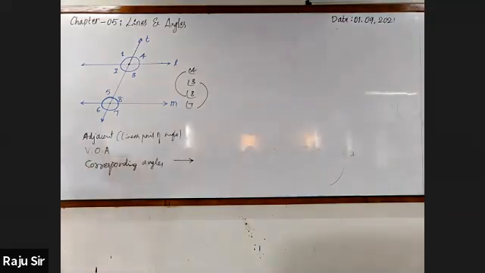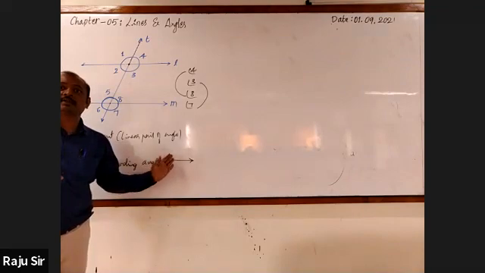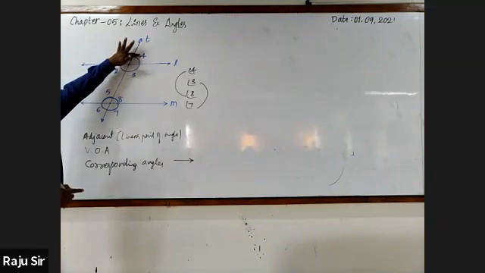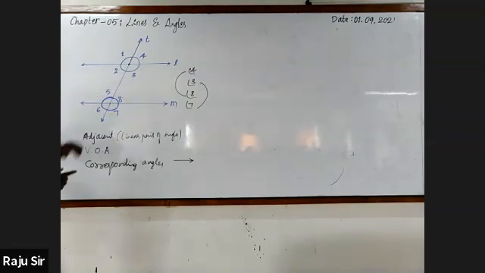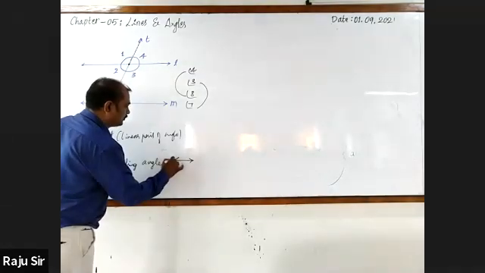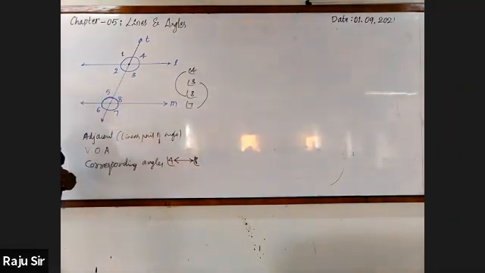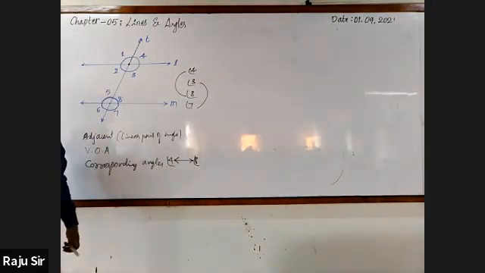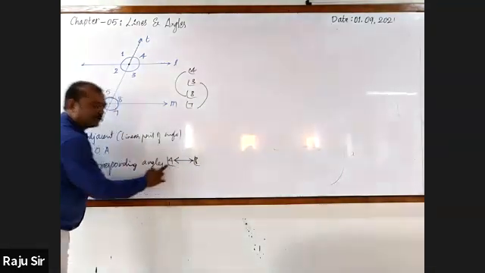This is the arrow mark. In mathematics, if you are using the arrow mark, it represents corresponding to. Angle 4 is corresponding to angle 8. Angle 3 corresponds to angle 7. On either side, I have shown the arrow mark, which means that they are corresponding to each other. Angle 4 corresponds to angle 8. Angle 8 corresponds to angle 4.